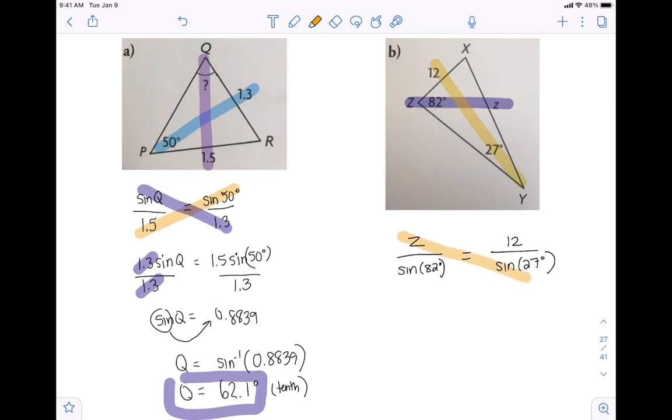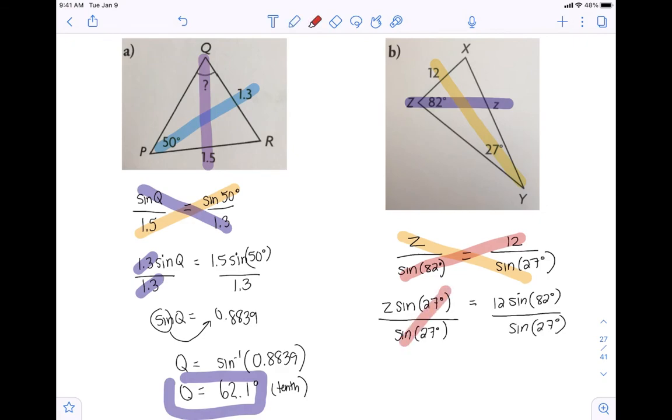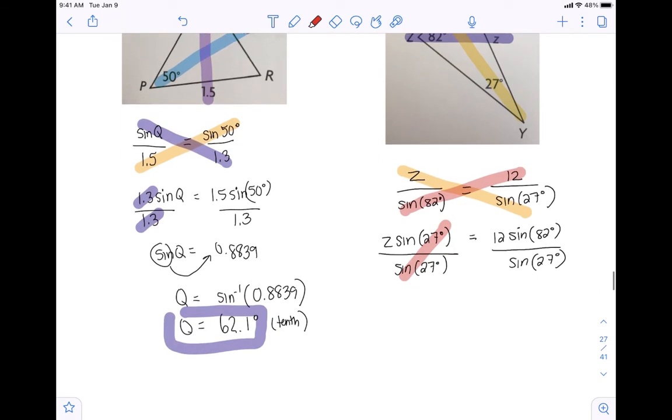So what's going to happen is these two guys are going to go together and these two guys are going to go together. So z is going to multiply with sine of 27 degrees, and 12 multiplies with sine 82 degrees. In order for us to get z by itself, we need to divide both sides by the sine 27, which are attached to each other. So we have to bring them over in one step. These guys are going to cross each other off. So z by itself is, once we put it in the calculator, we'll have our answer.